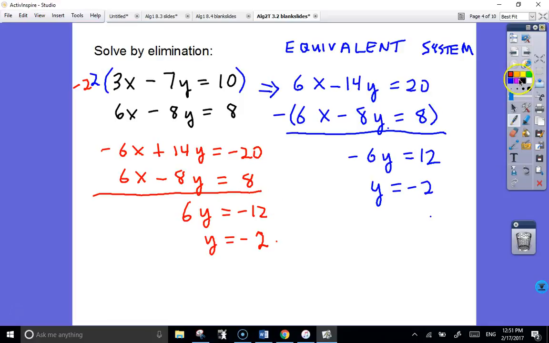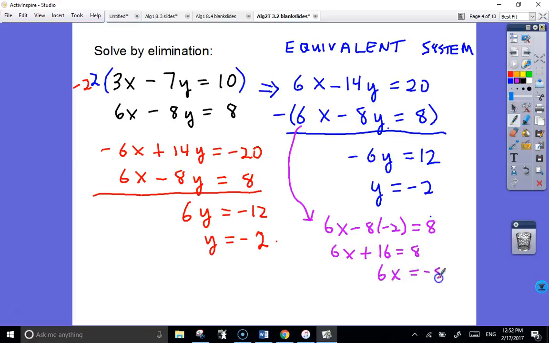So let me change color just because I can. Okay, so I'm going to go to this 6x minus 8y. So 6x minus 8 times negative 2 equals 8. 6x plus 16 equals 8. 6x equals negative 8. x equals negative 8 over 6, which is negative 4/3.